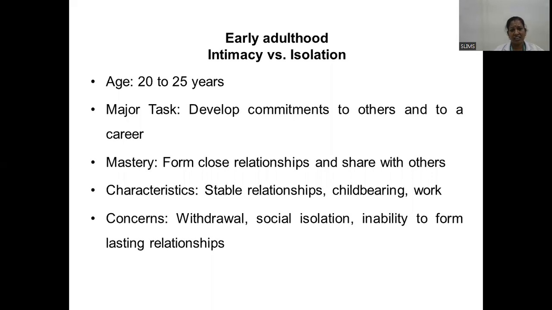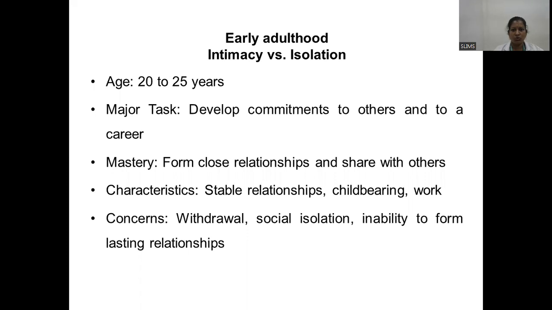Next is early adulthood. In this early adulthood, there is intimacy versus isolation. Intimacy versus isolation. In this one, age is between 20 to 25 years. The major task is to develop commitment to others and to the career. Mastery, there are strong close relationships and sharing with others. Characteristics: stable relationships, childbearing, work. And the next concern is withdrawal, social isolation, inability to form lasting relationships.